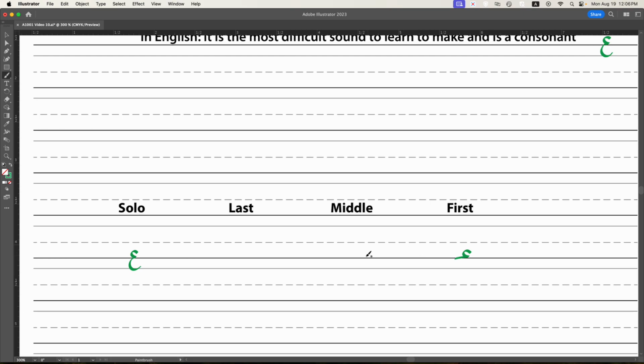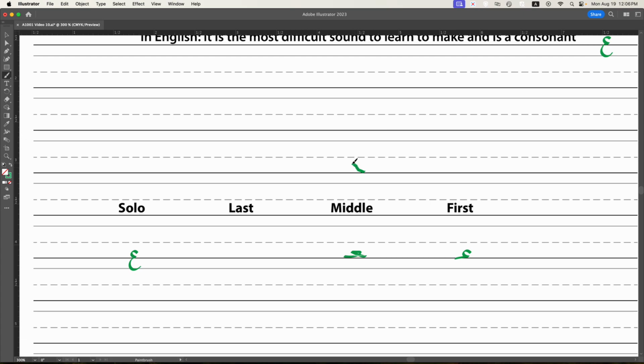In the middle, it's going to have this kind of unusual shape. It's a loop, but it's a flat triangular loop, and it's going to go like this. It's really important that you make it flat, because if you make it a regular round loop, you're going to mix it up with another couple of letters that we haven't got to yet.